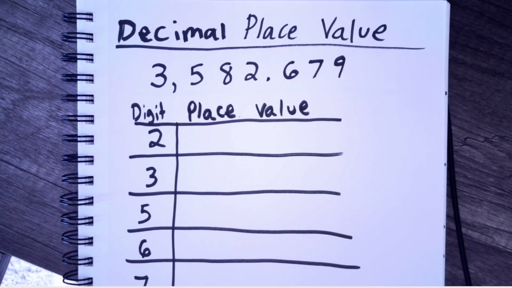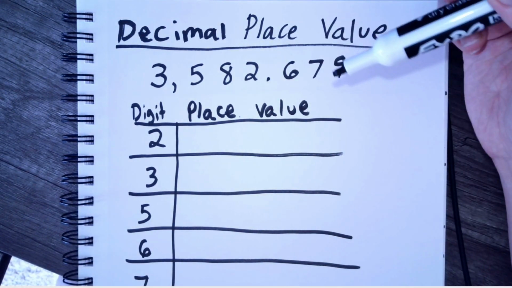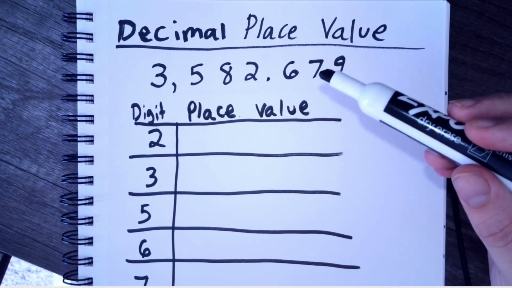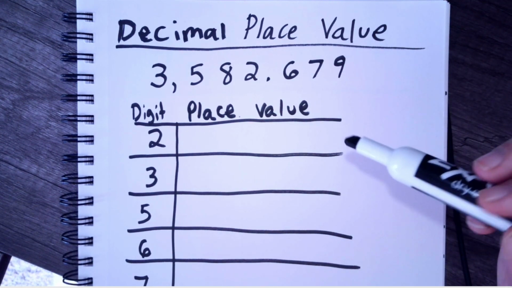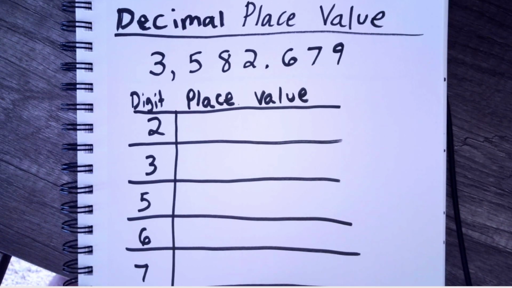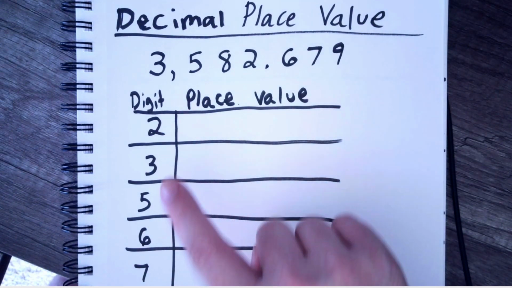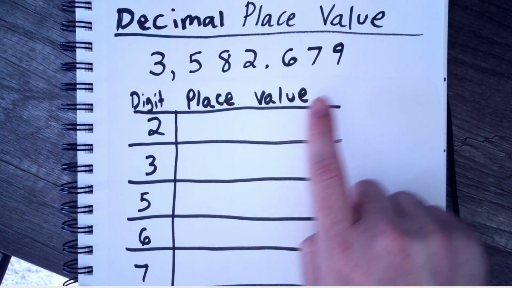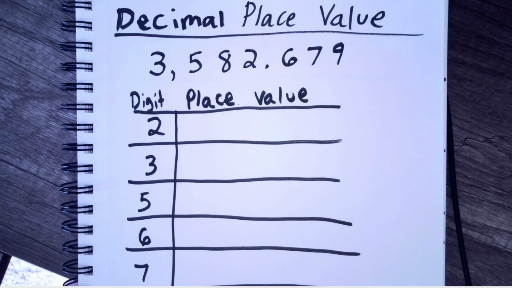In this video, we're going to talk about decimal place value. So we have the number at the top, 3,582 and 679 thousandths. What we're going to do is dissect this number. In the columns I have down here, we have the digit, and I've got them ordered from least to greatest. They're scrambled. And over here on the right side, we're going to name the place and the value to get the place value of each digit.